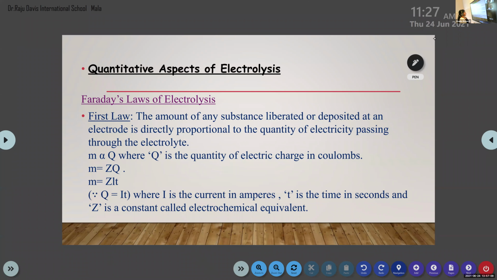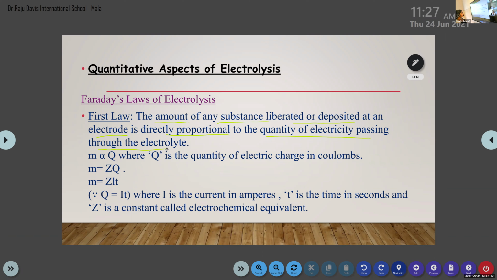So Faraday's laws of electrolysis, first law. The first law states that the amount of any substance liberated or deposited at an electrode is directly proportional to the quantity of electricity passing through the electrolyte. Okay, that's a statement of the first law.